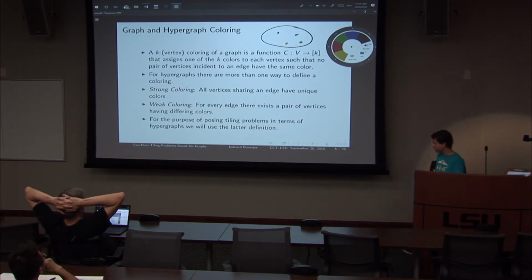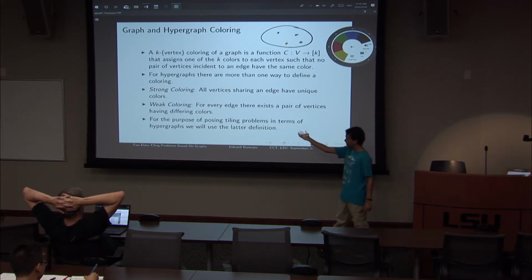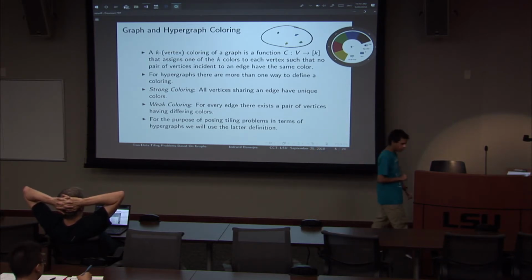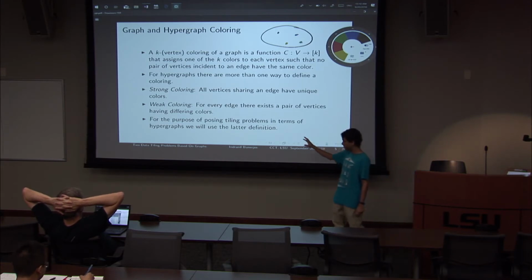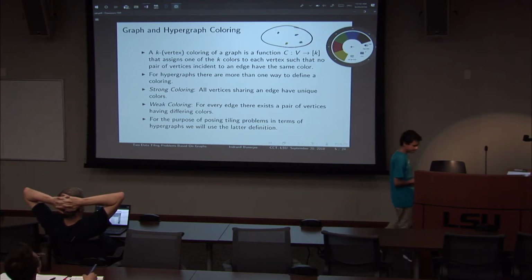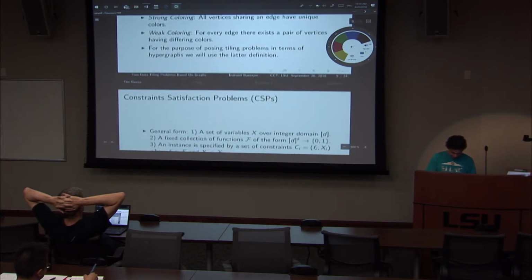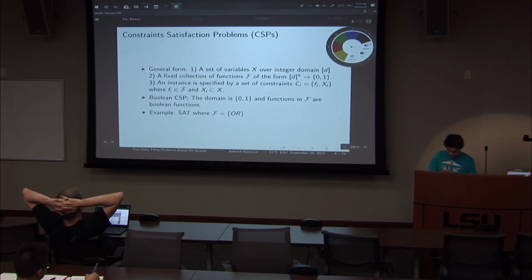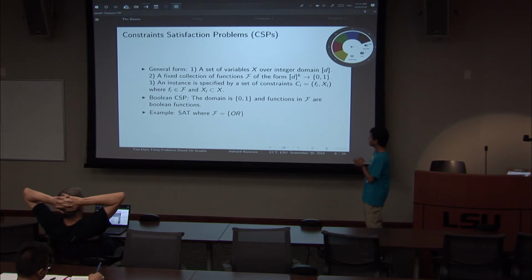And for the purpose of tiling, we are going to use weak coloring. So when we talk about coloring, if it's for a hypergraph, just assume it's a weak coloring. Okay. Let's define what a constraint satisfaction problem is.